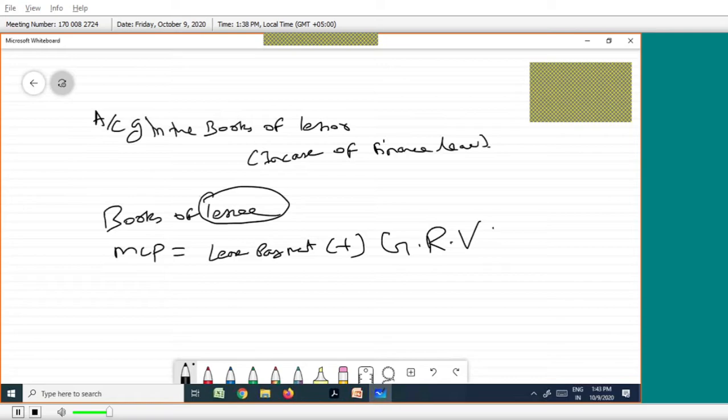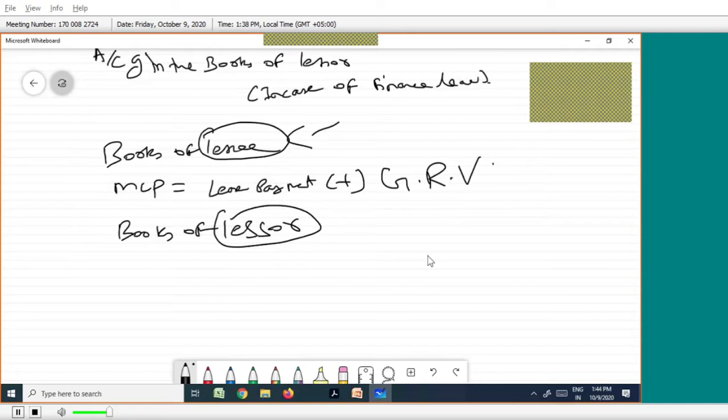Then books of lessor. Books of lessor means the actual legal owner. What is the lease payment? MLP in the books of lessor, again the same lease payment, meaning lease payment received from the lessee, plus guaranteed residual value. Guaranteed residual value means the guarantee given by lessee to lessor.